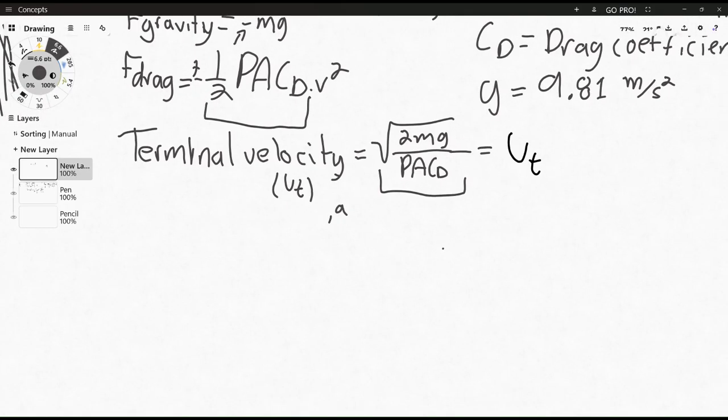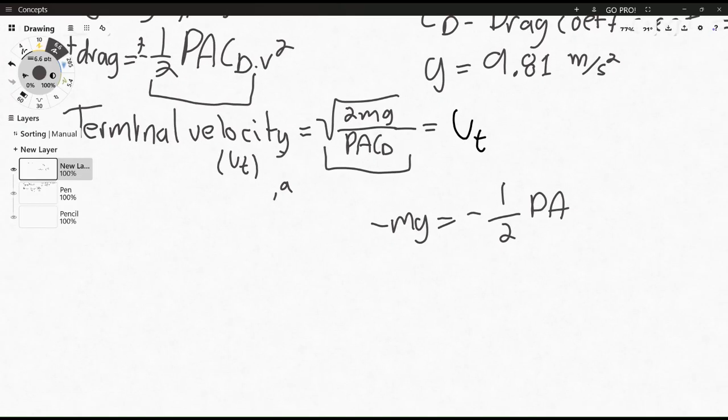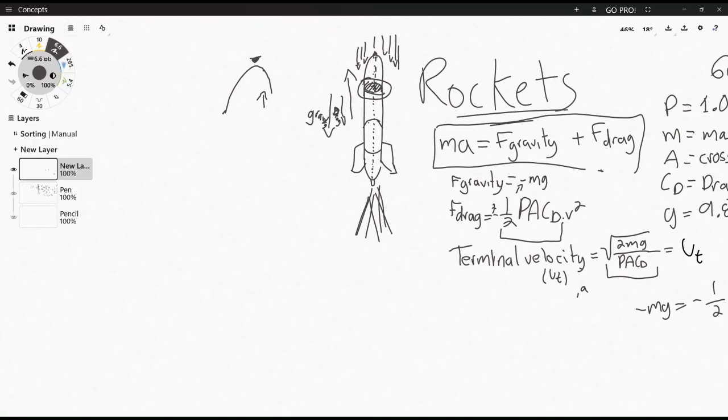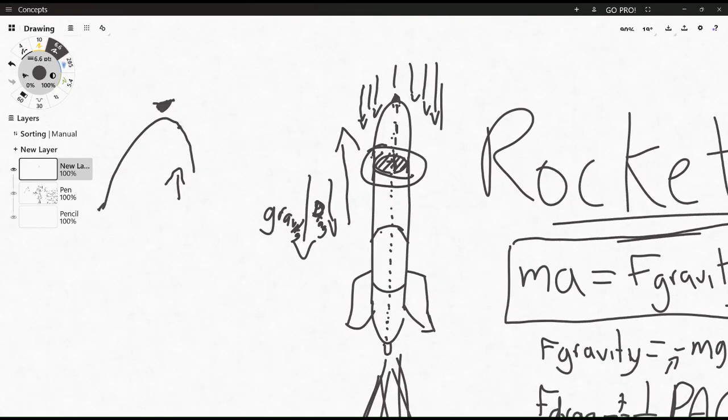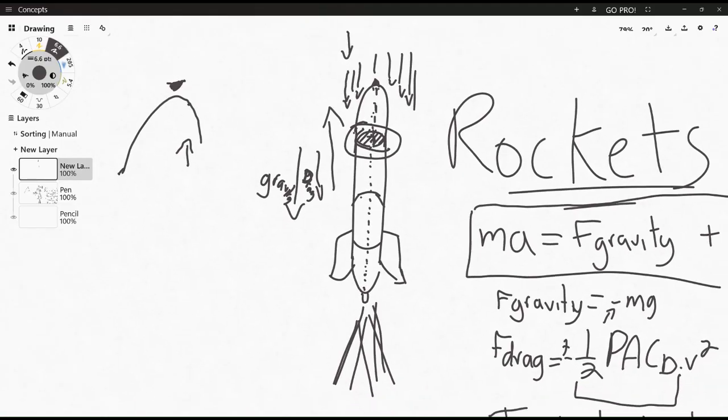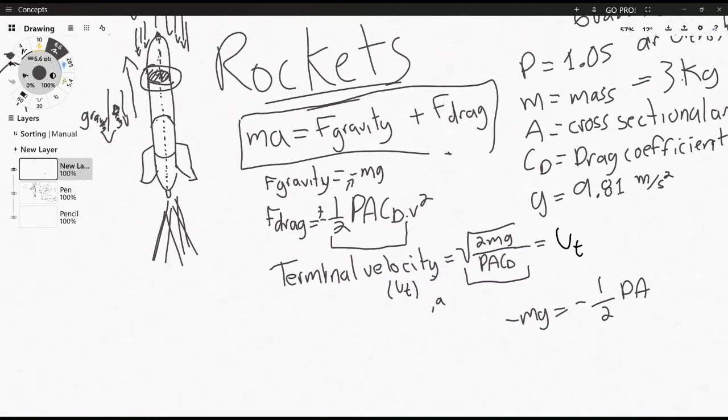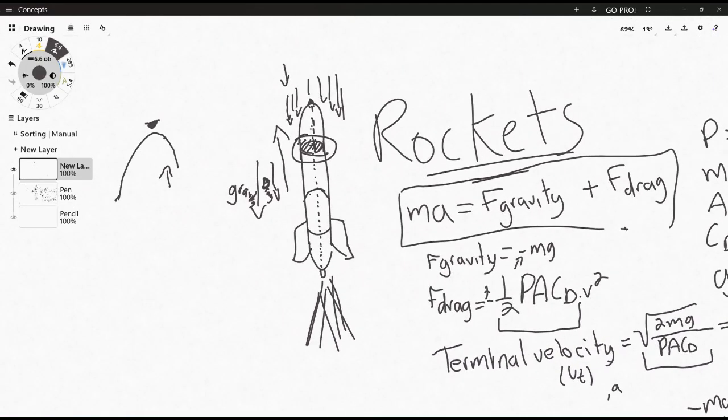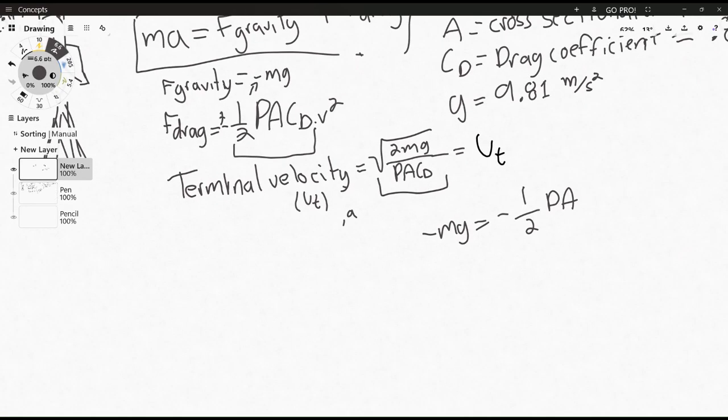So terminal velocity is when the mg is equal to minus 1/2 pa. I'm going to focus on the negative sign of the drag force because it's the sign that applies whenever the rocket is going up. When the rocket is going up, the drag force acts as a negative force, trying to prevent the rocket from going up, right? Because the drag is basically acting in this direction. So that's why it's negative.